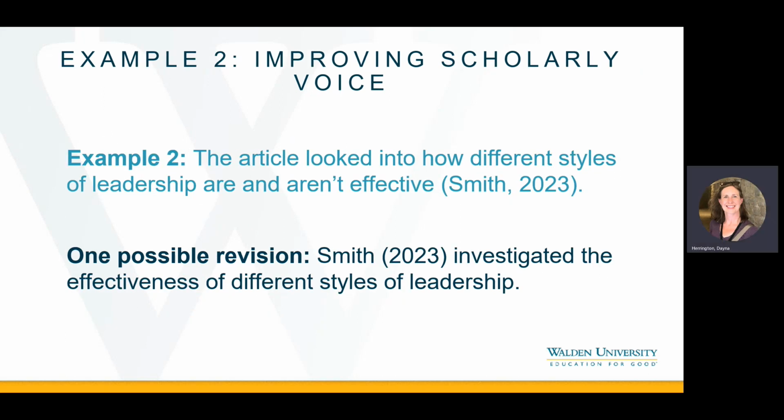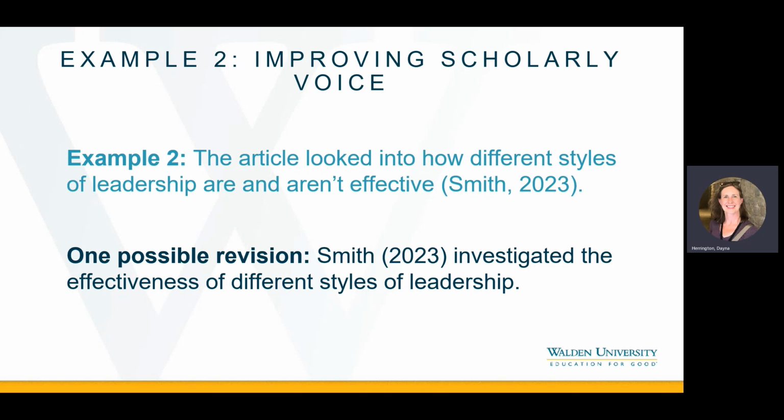All right, let's look at one last example. Example 2 on this slide reads as follows. The article looked into how different styles of leadership are and aren't effective. Smith, 2023. This original sentence is 13 words long, minus the citation. Now that's a lot shorter than the previous example sentence, but scholarly voice could still be improved. Again, like the previous sentence, there is not only one right answer here. One possible revision to improve scholarly voice would be to revise the sentence to read, Smith, 2023, investigated the effectiveness of different styles of leadership.